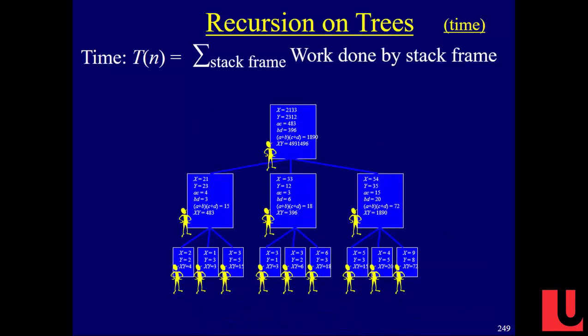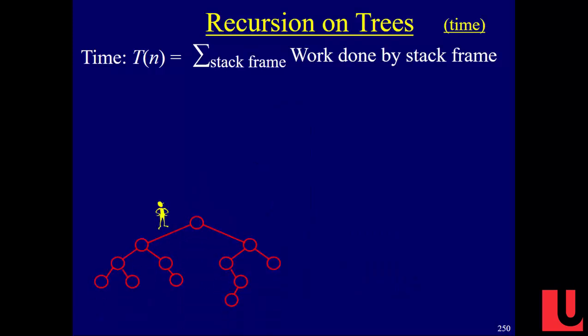All right, so instead we're going to look at the tree of stack frames. The running time is a sum over every stack frame, and we're going to say how much work that stack frame does. In our code so far, how much work is each stack frame doing? It's 1. It's constant. Remember, that was the whole point: each stack frame is a constant amount of work.